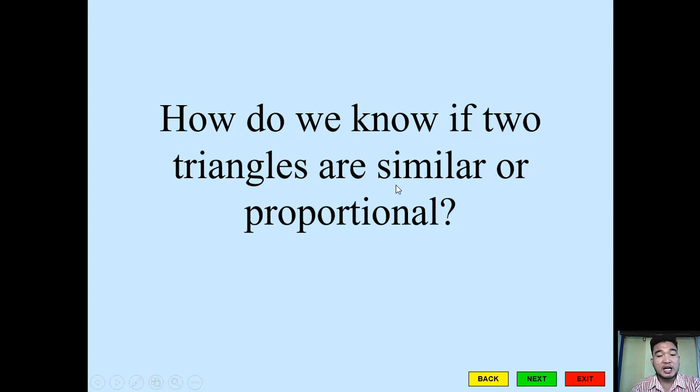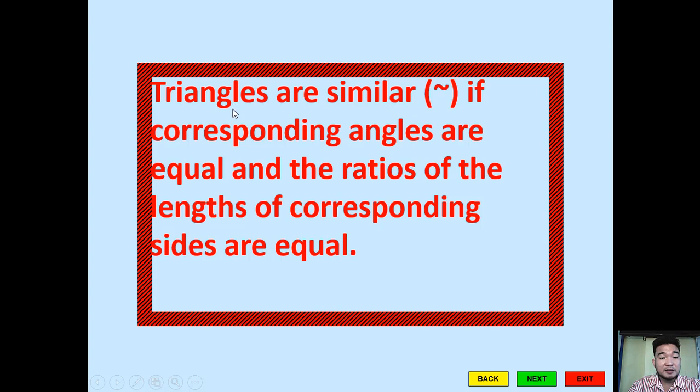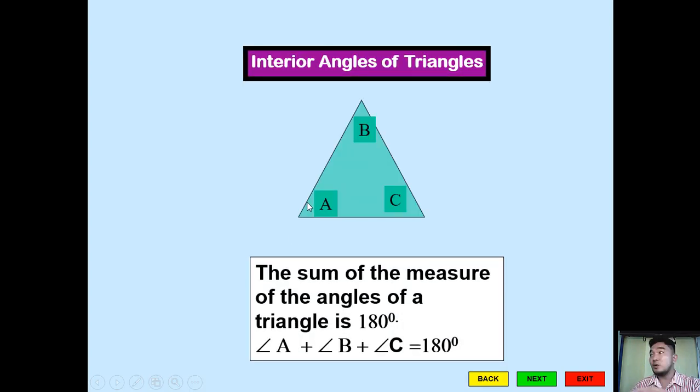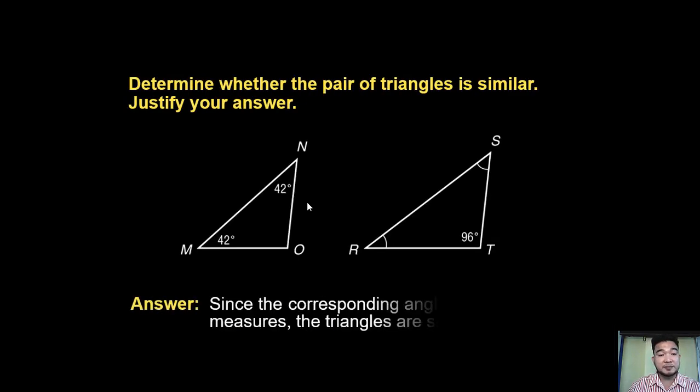How do we know if two triangles are similar or proportional? Triangles are similar if corresponding angles are equal and the ratios of the lengths of corresponding sides are equal. As we discussed in the previous lesson, the sum of the measures of the interior angles of a triangle is always 180 degrees. So the measure of angle A plus the measure of angle B plus the measure of angle C is equal to 180 degrees. Determine whether the pair of triangles is similar. Justify your answer.